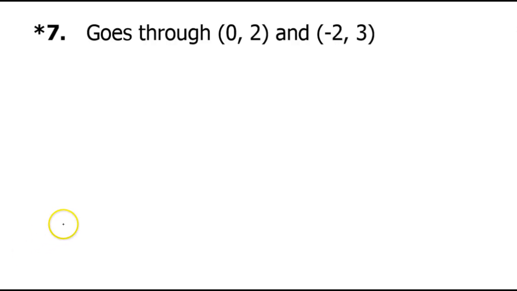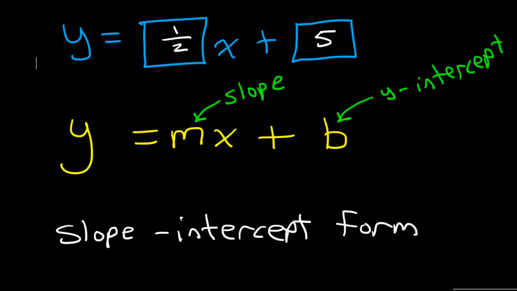In this video, I'm going to show you how to find the equation of a line through 2 points. Now, I'm going to be using this form of a linear equation, this model, y equals mx plus b. It's known as slope-intercept form. In this form, the slope is m and the y-intercept is b.